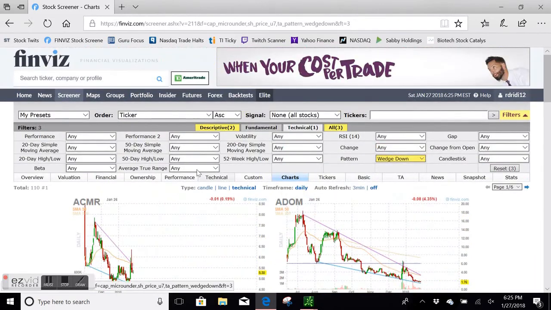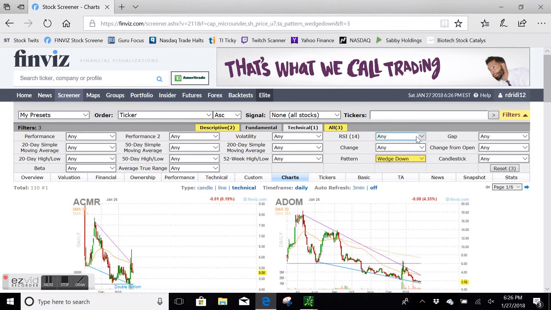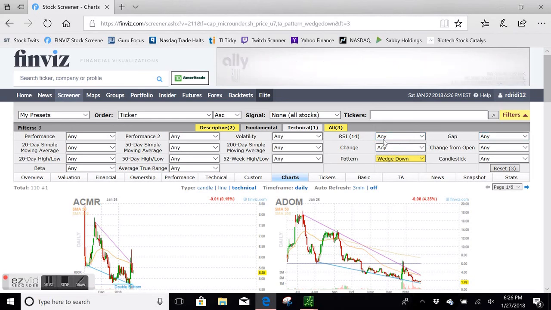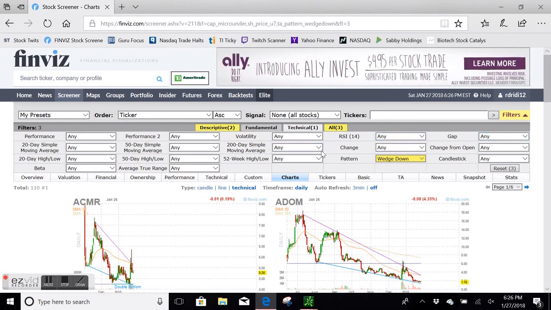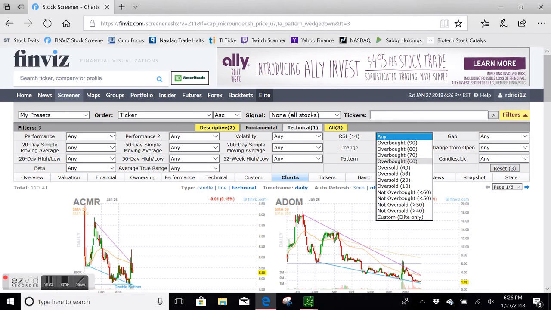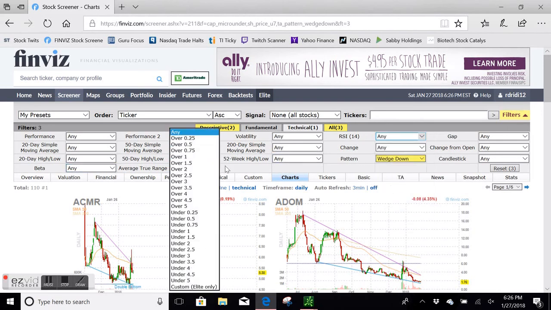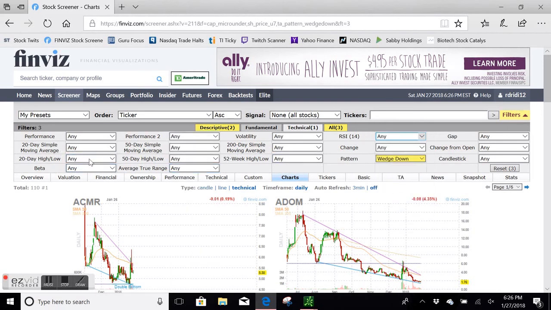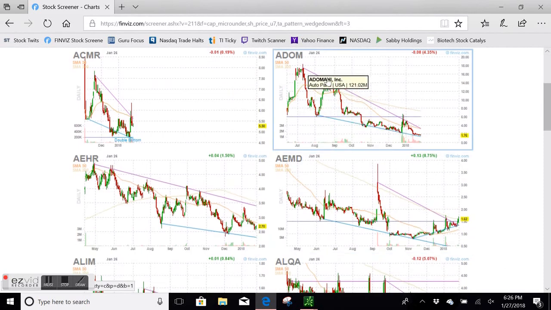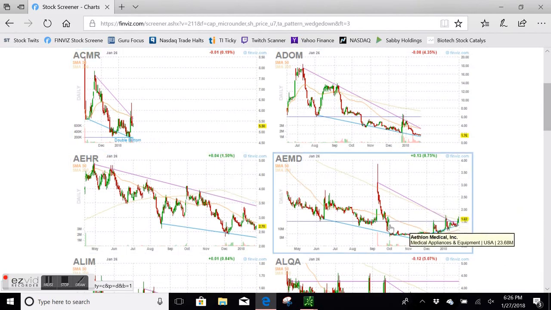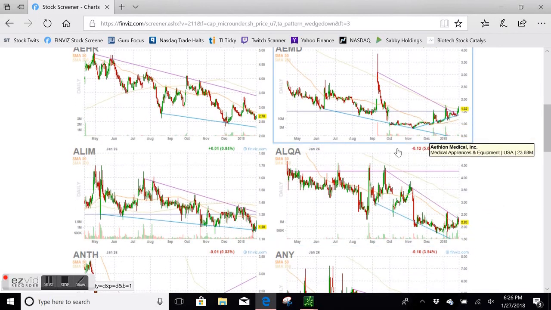There's a bunch of different parameters you can set here. RSI 14, you can look for oversold or overbought. You can look for so many different things here. It's something you just mess around with, and the more tickers you're able to look at and chart and get used to looking at them, deciding what works and keeping tabs on them. You don't have to trade them.